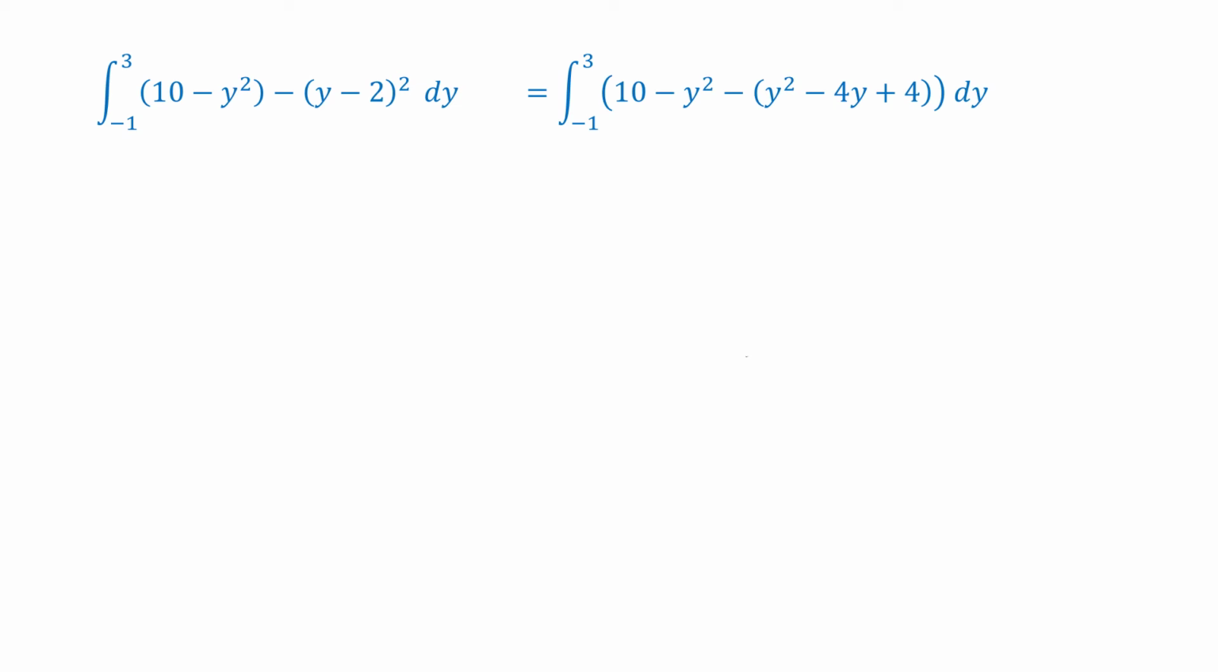which will lead to the integral from negative 1 to 3 of 10 minus y squared minus, then we've got y minus 2 squared, which would be y squared minus 4y plus 4, dy. Distributing the negative and combining like terms, the integral from negative 1 to 3 becomes the quantity negative 2y squared plus 4y plus 6 dy.